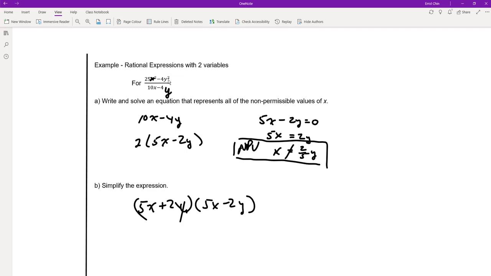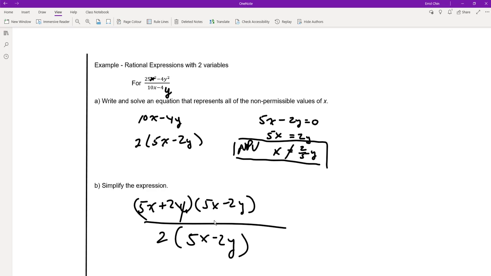Oop, there's a typo there too. That's 25x squared minus 4y squared, so that's a perfect square. That's a perfect square with a difference. And we know from a previous unit we can split the difference, 5x plus 2y, 5x minus 2y. All divided by 2, bracket 5x minus 2y.